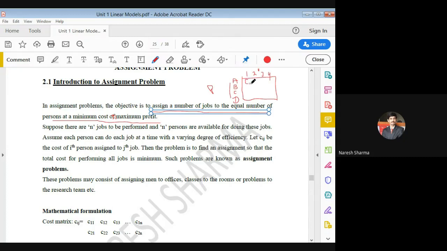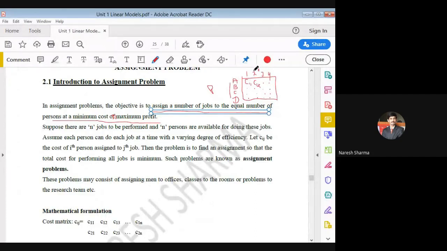Maybe this cost C11 we may say is the cost of the first person doing the first job. Similarly, C12 is the cost of the first person doing the second job. Similarly, so on, you can complete this matrix. In the assignment problem, this matrix gives you the cost of a job being done by the respective person.